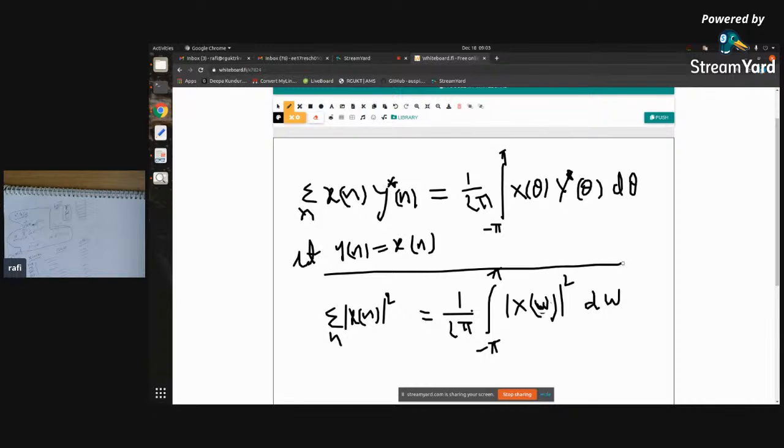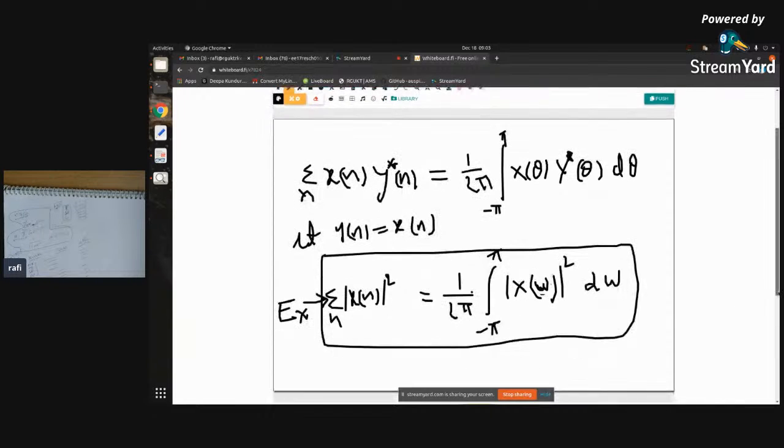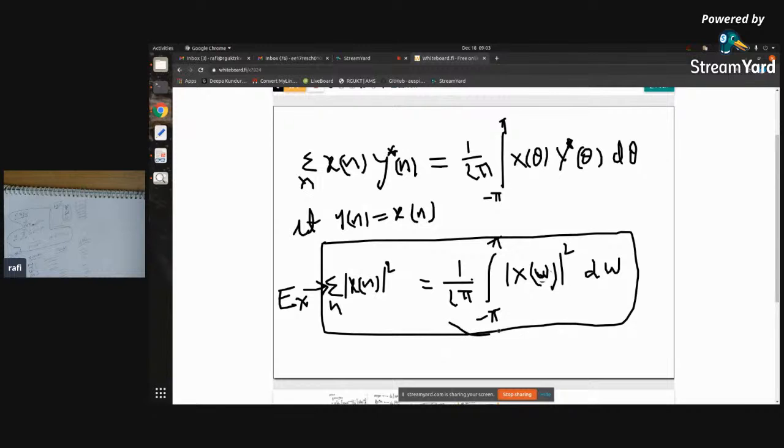So what is this called? On the left hand side, this is Ex, energy in time domain. Okay, this is Ex, and from the Parseval's theorem, this has to be the energy in the frequency domain. So this is also energy, but how to calculate energy in frequency domain?